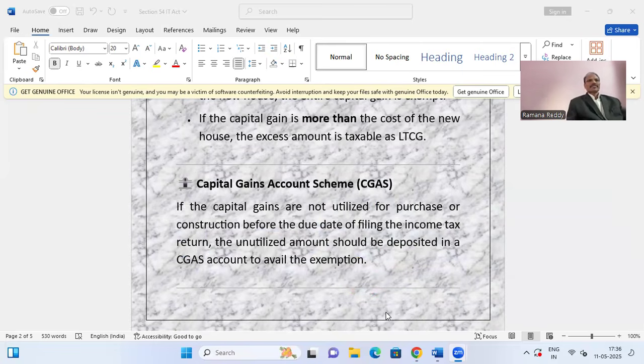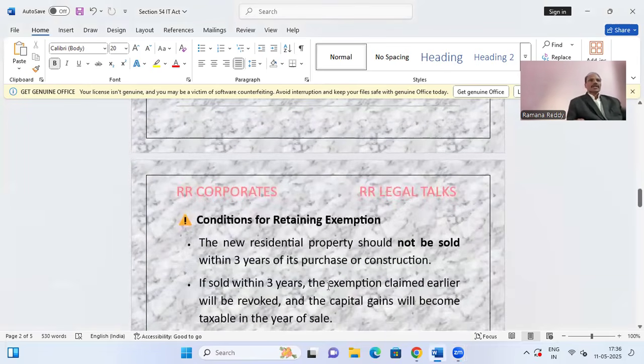Capital Gains Account Scheme, CGAS. What is this scheme? If the capital gains are not utilized for the purchase or construction before the due date of filing the income tax return, then the unutilized amount should be deposited in a CGAS account, Capital Gains Account Scheme, to avail the exemption. This is the facility.